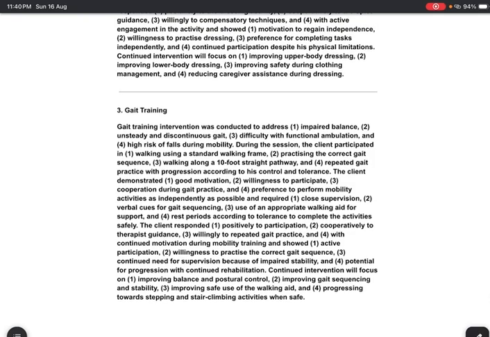Overall, Mr. K demonstrated good participation and motivation throughout all intervention activities. He preferred to perform activities independently and consistently attempted to complete the task when instructed.